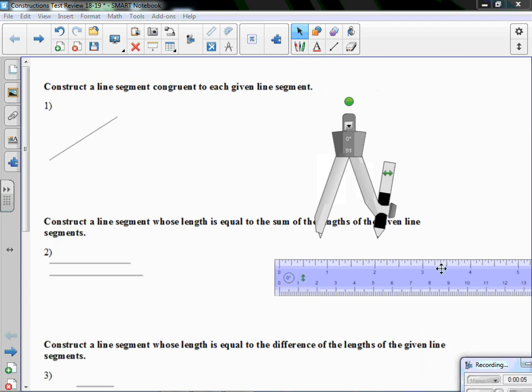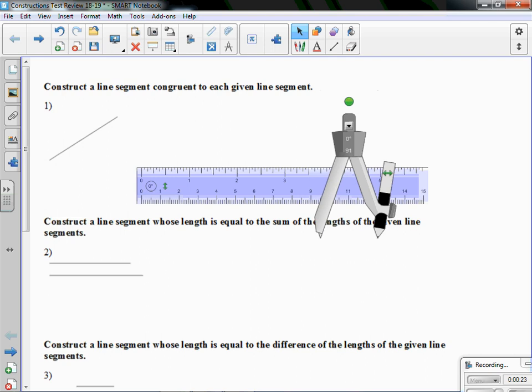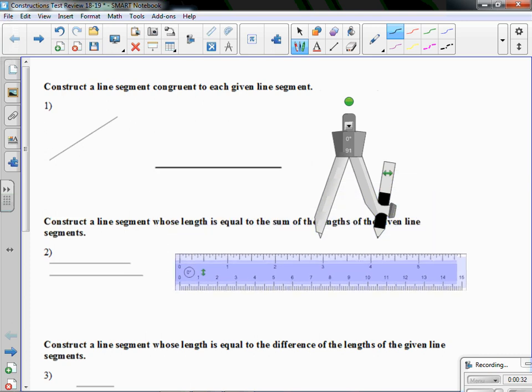Okay, we're going to look at the review of all the constructions that we've done from chapter 1 through 5. So starting off, we've got construct a line segment congruent to the given line segment. When we copy a line segment, the first step is to take our straight edge and draw a line that we know is longer than the line we're trying to copy.